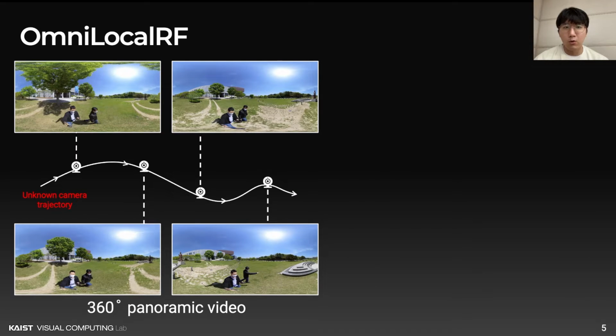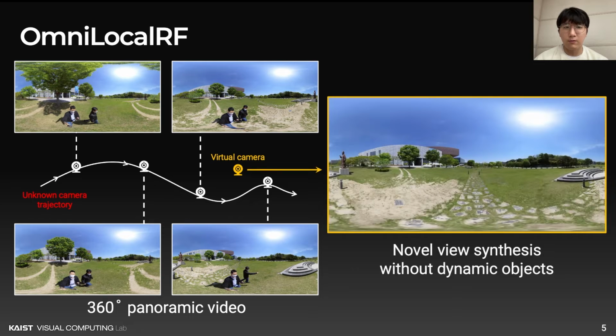We present OmniLocalRF, which can synthesize novel views of static scenes only from 360-degree videos by automatically removing dynamic objects, even without camera priors.